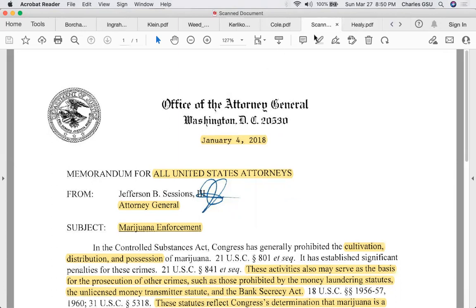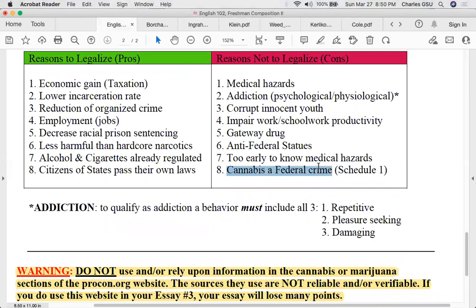And so this is clearly Sessions' piece here, clearly against legalizing. It falls under this category of, it's a federal crime, and there are anti-federal statutes or laws because it's a Schedule I drug.